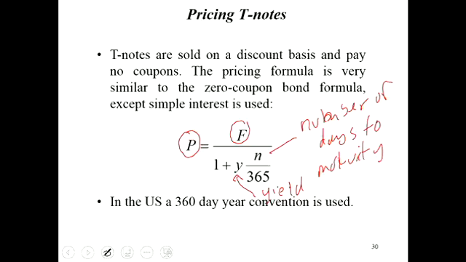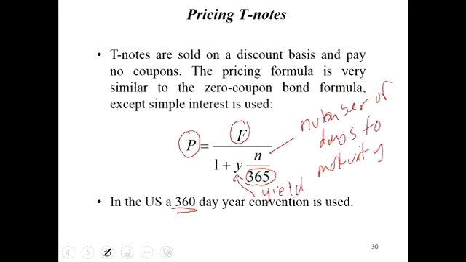And in this part of the world, we use 365 days per year. In the U.S., they have a 360-day year convention. So that makes it a little bit different, but not much. With us, it's pretty simple. Simply put in the real number of days per year, and you can calculate the price.